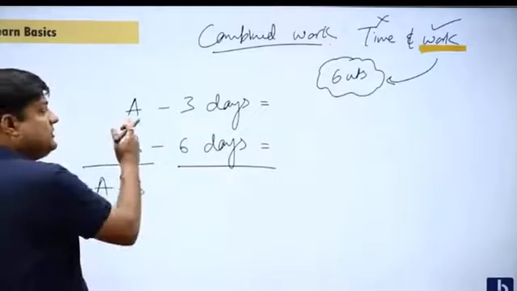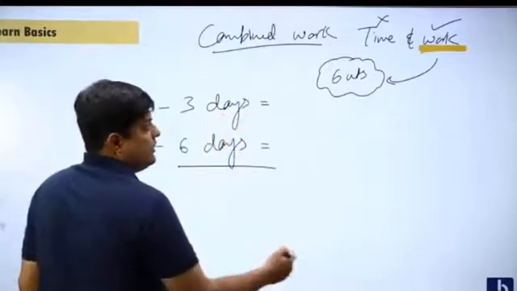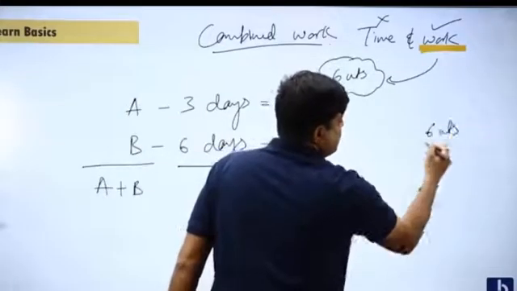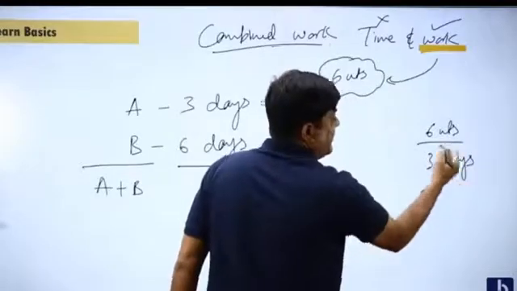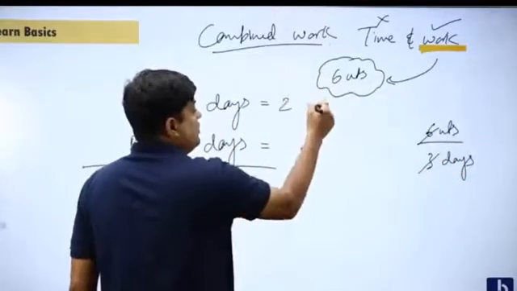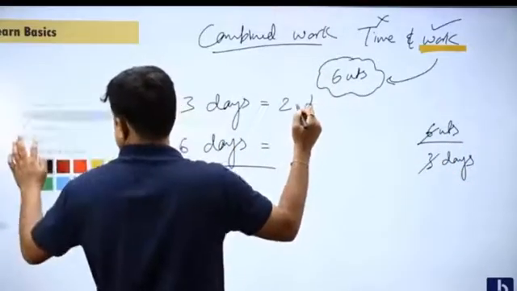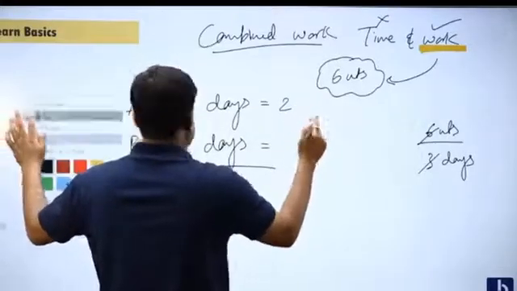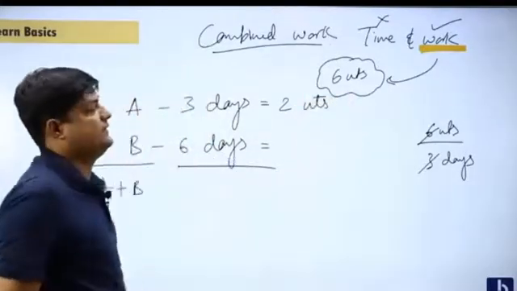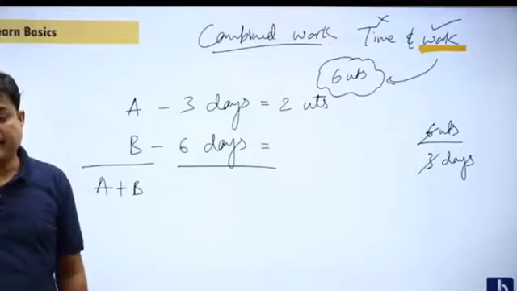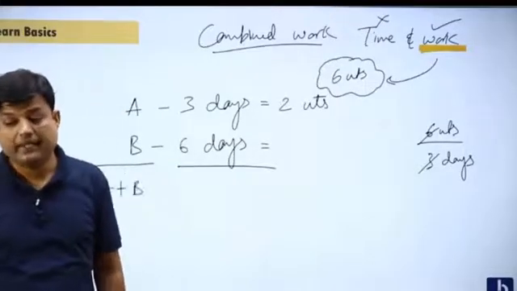When A himself can do the total work in 3 days, so 6 units in 3 days, you can understand that in 1 day, A can do 2 units. Are you understanding, everybody? In 1 day, he can do how many units? 2 units. This is very clear. Are you understanding, everybody? Yes or no, Saket?